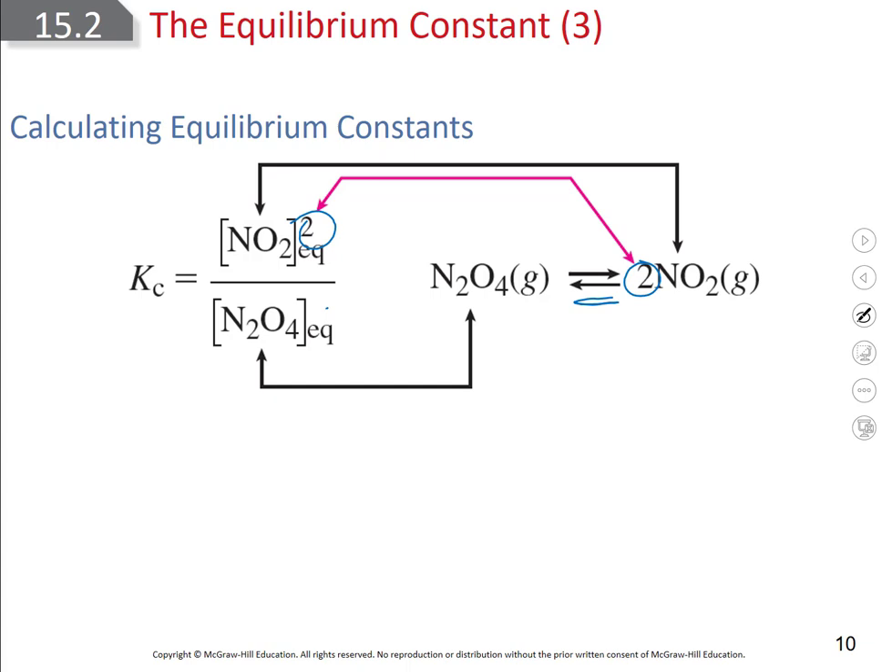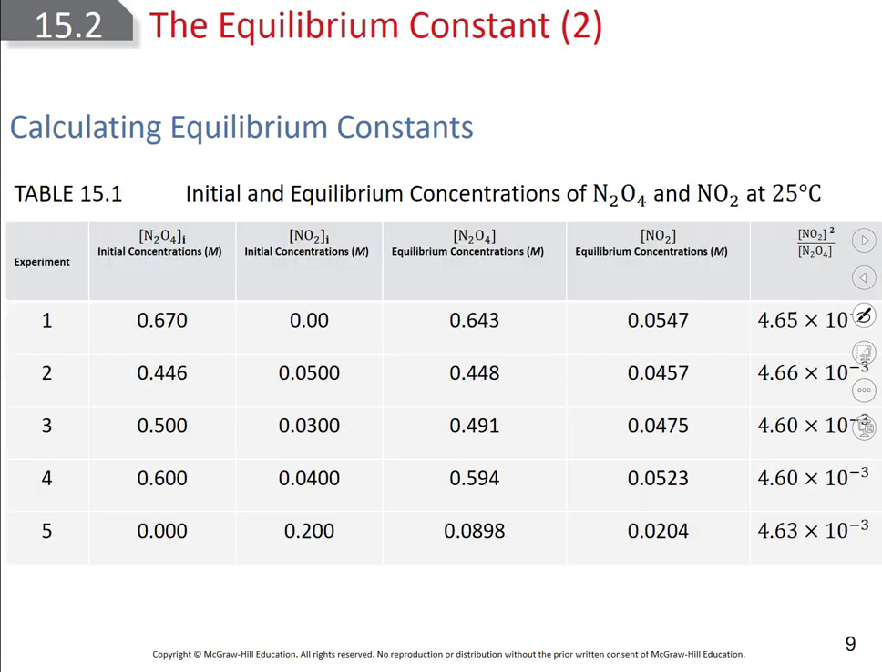So if I wanted to calculate Kc, uppercase Kc, your equilibrium constant here, I would just need to know the concentrations of my reactant and product at equilibrium. So that would be done experimentally. Go back a slide real quick. So here's a table of initial versus equilibrium concentrations of these reactants and products. And there are 5 different experiments here.